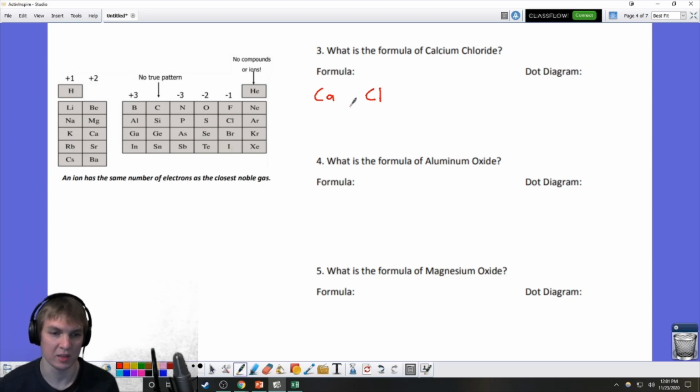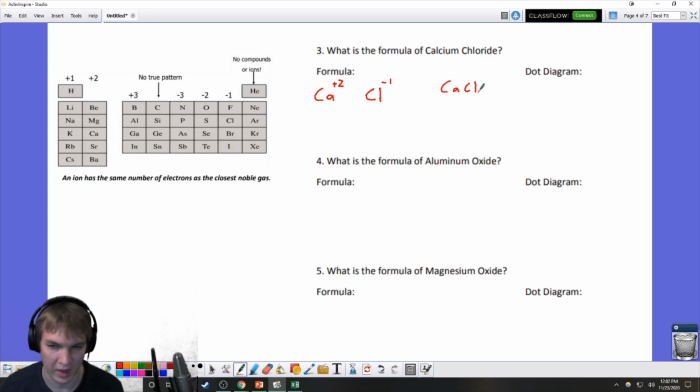The next step is going to be identify the charges for each of those elements. So for calcium, we know that calcium is in the second row, and if we do our little pattern here on the periodic table, we know that the charges are +1, +2, +3, no true pattern, -3, -2, -1, 0. And again, we're skipping this middle section. That would be the transition metals. Calcium is in the second row, so it's got a +2 charge. And then chlorine is in group 17, so that's going to be a -1 charge, so that's going to be right there. Okay, so if you wrote out CaCl as your answer, that technically would be incorrect.